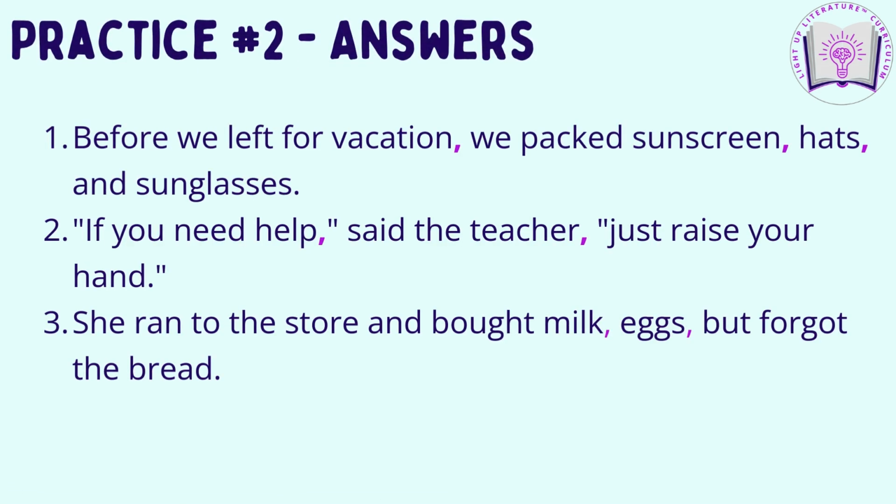All right, number 1, before we left for vacation, comma, that's our dependent clause, we packed sunscreen, comma, hats, comma, and sunglasses. So we've got our complex sentence. We start with one of our WUBIS words. We've got our dependent clause with a comma, and then we've got our items in a list with our commas.